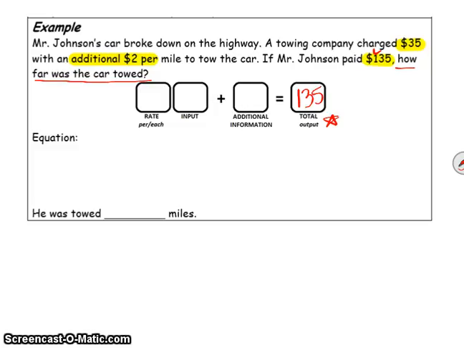The next thing I want to do is find the word per or each so that I can write that in my rate. Well, per is right here and the number next to it happens to be 2. My input box is always my variable. Keep that in mind. It's always your variable. So variable, in this case, I'm going to use x. You can use any letter that you'd like, but you're most likely to see an x there. So I've already used 2. I've already used 135. Now all that's left is 35. That is my additional information.